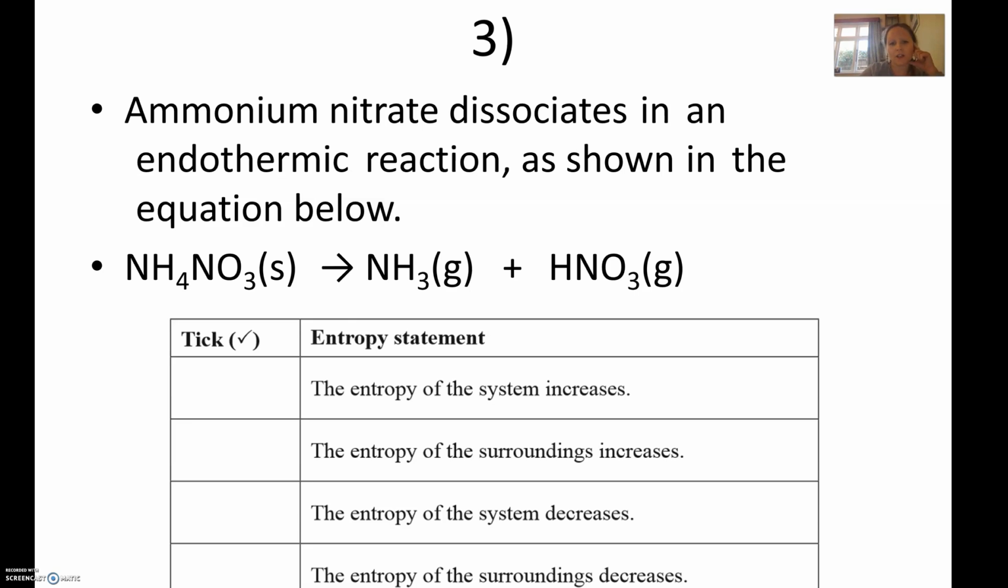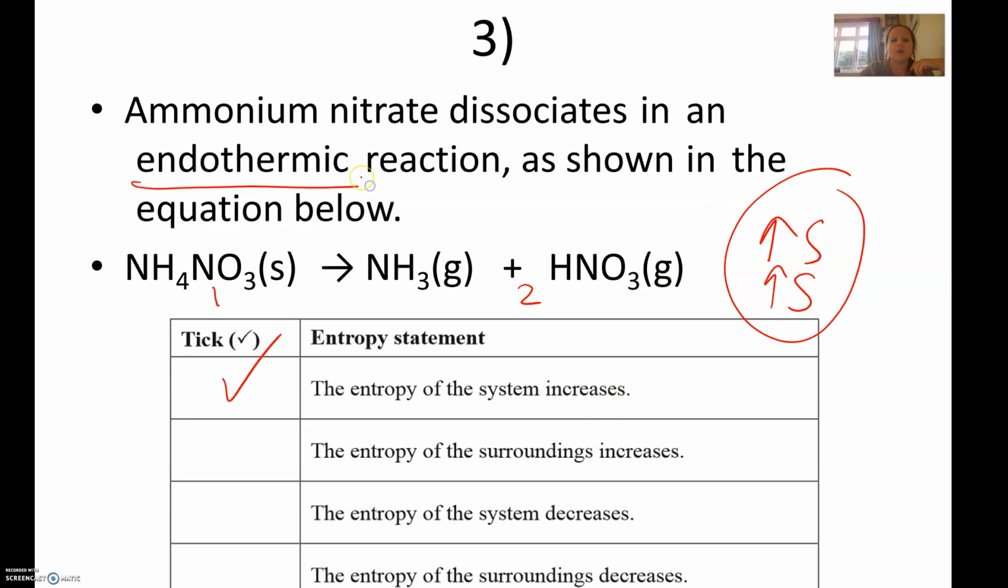Ammonium nitrate dissociates in an endothermic reaction in the equation below. It says tick the following. In this reaction, the entropy of the system is going from 1 mole to 2 gaseous moles, so that's an increase in entropy. It's also going from solid to gaseous. Gaseous particles move around more with more energy, greater disorder, so that again confirms an increase in entropy. So the entropy of the system increases.